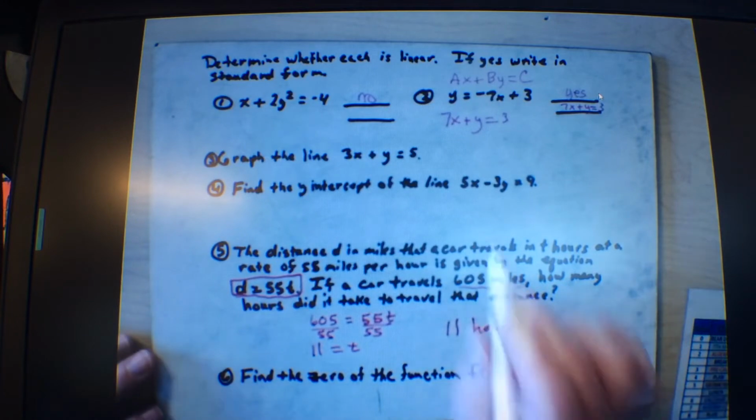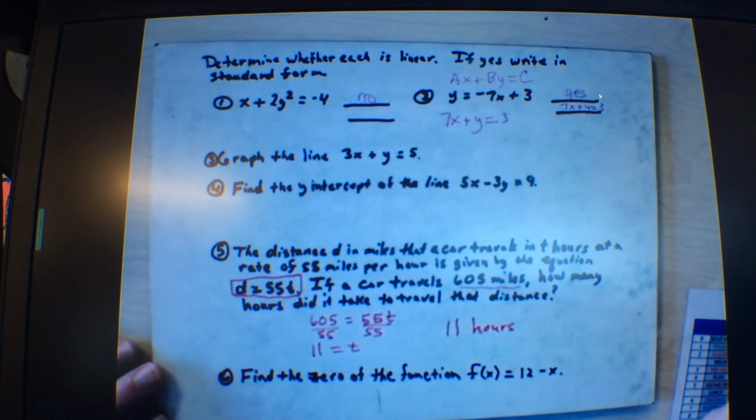Now, this has to do with all of this. This is a linear function, isn't it? Okay? All right, the next question says find the 0 of the function f of x equals 12 minus x. How do I do that? We did it 2 methods. Graphing was one method, and then algebra was another.